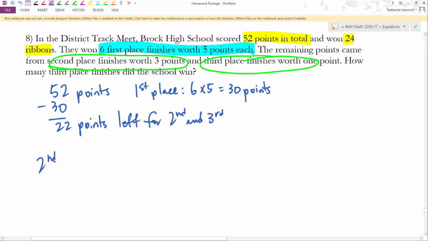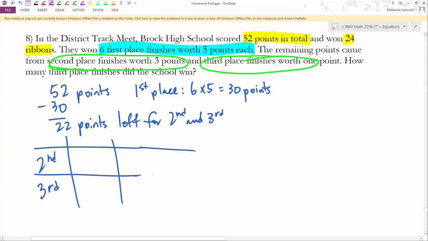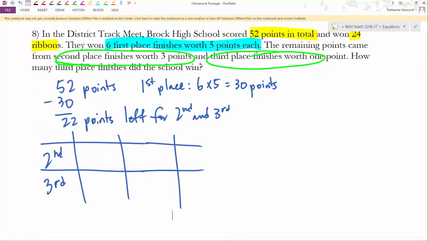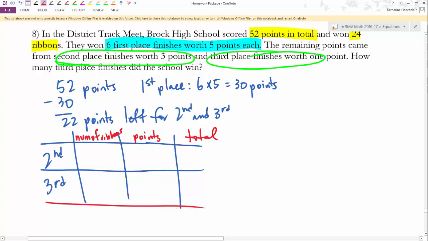So I'm going to have second place and third place, and we're going to do the same things we've done other times. I'm going to have the number of ribbons. Let's write it in red so it looks separate. Number of ribbons, and then the number of points, and then my total. The total number of points left is 22.